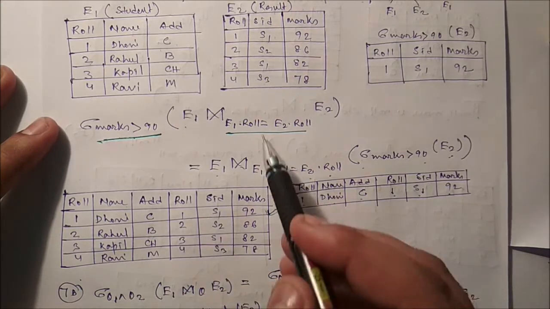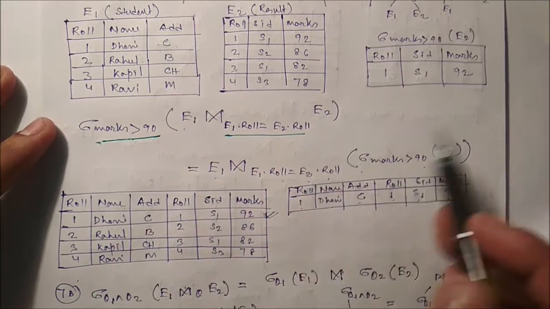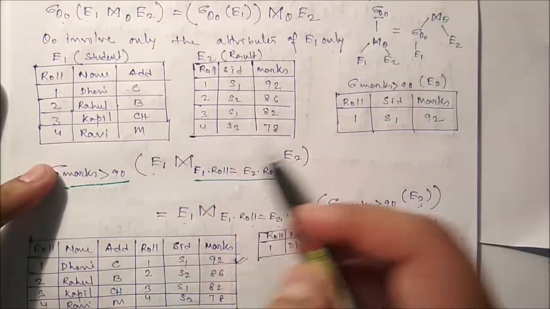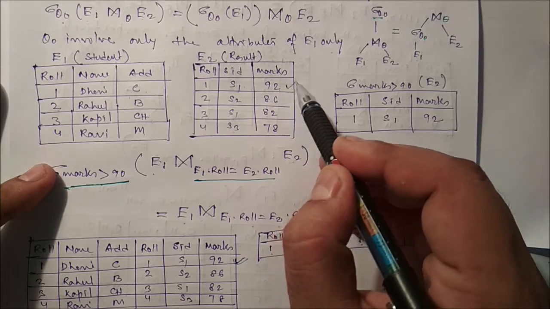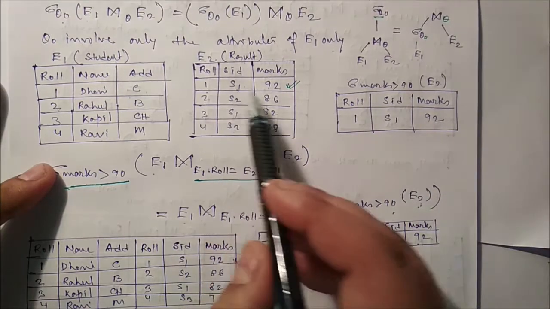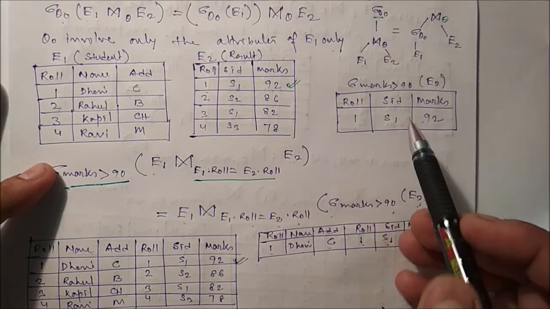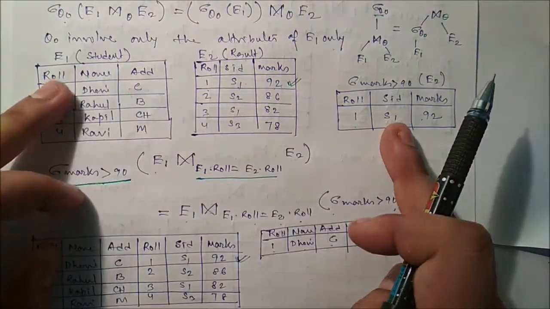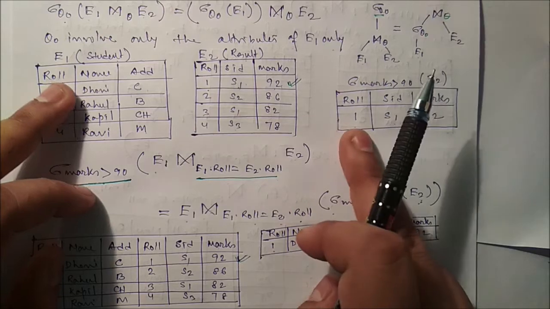So this is what, if you use this particular path. Now if you use this one first, so marks greater than 90 from E2 means we have to select this one. So that means what? 1 S1 92. After that we have to merge this table and that table. And if you merge these two tables, definitely we can get this particular output, because only one roll number is there.